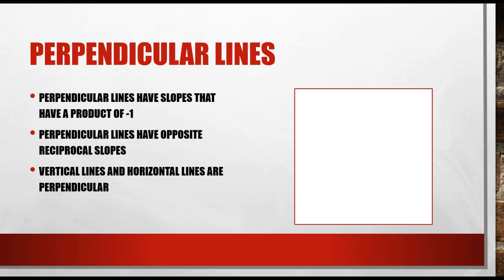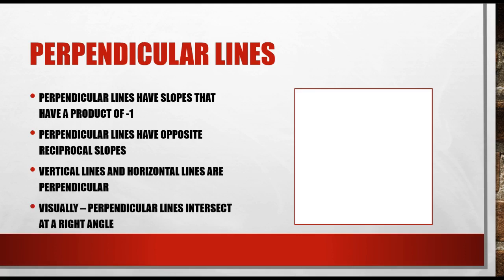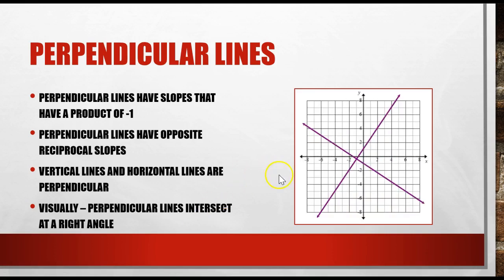One thing to note is that all vertical lines and horizontal lines are perpendicular. And visually, when these lines do intersect, they will intersect at a right angle. So even though the lines might be tilted, we would know for sure if these are perpendicular, that would mean that that angle, actually all four angles, would be a right angle.